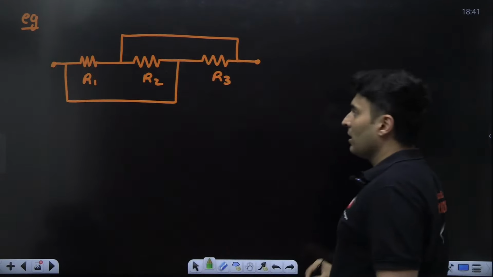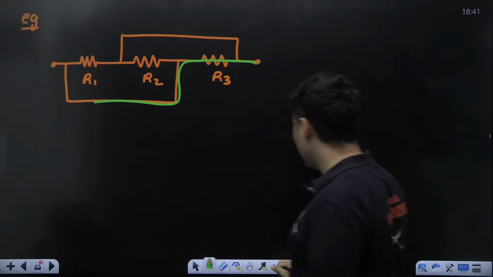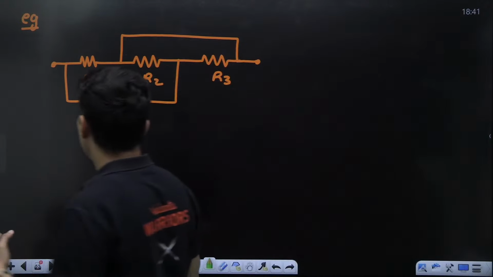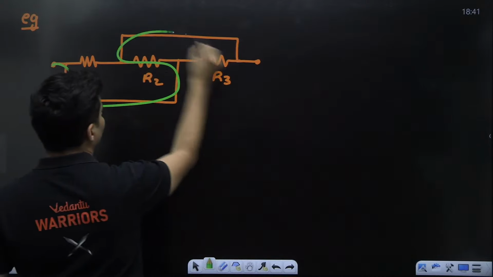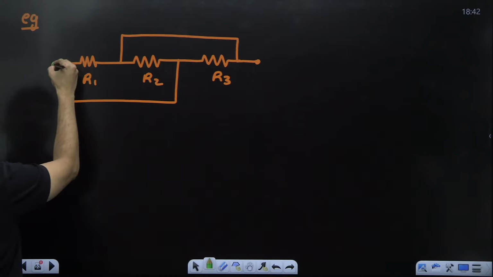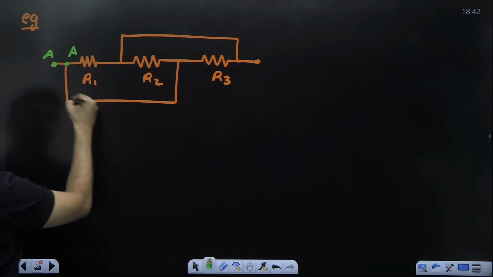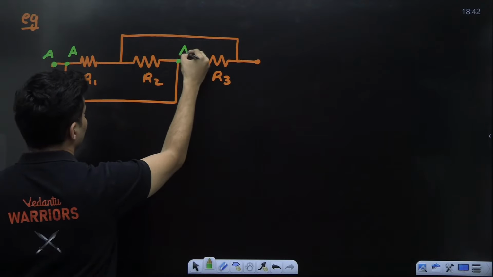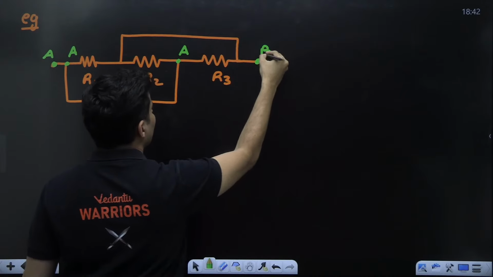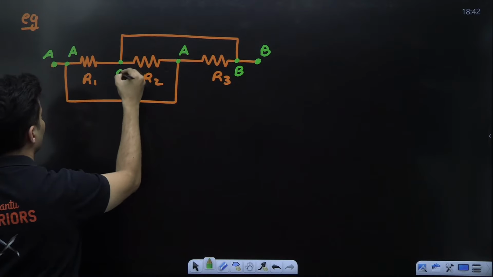So it's not that current only chooses one path. Current will go via many paths. Somewhere it will be more, somewhere it will be less. So it is not right to think that current will only go like this. That is wrong. Rather, mark the voltages. Let's say I mark this point as A. This is also A, the same wire is connected here. If I mark this point as B, even this point will be B. The same wire goes here, so this will also be B.